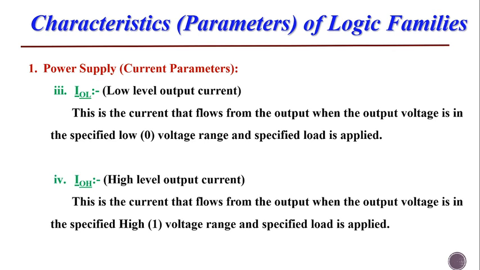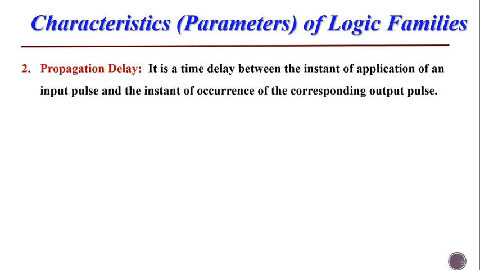Then the fourth one is IOH, that is the high level output current. This is the current that flows from the output of a gate when the output voltage is in the specified high voltage range and the specified load is applied. Okay, so all of these are the power supply parameters.